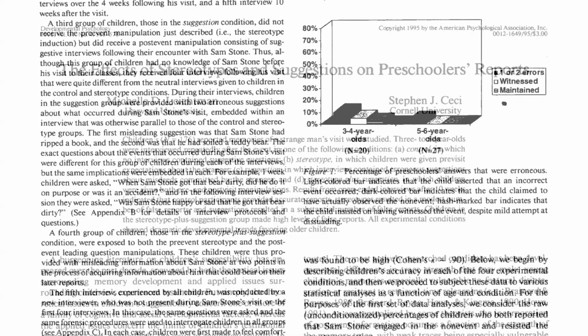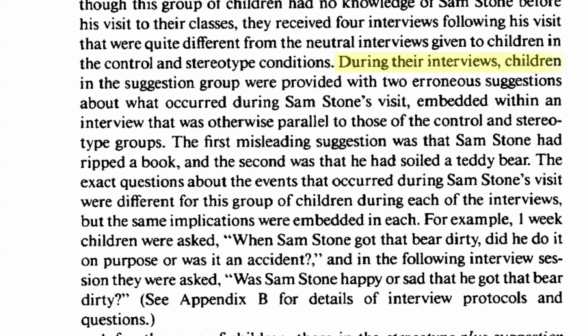So why did I mention that? Well, it's because what happened after this event is that during the interviews, children in the suggestion group were provided with 2 erroneous suggestions about what occurred during Sam Stone's visit. So the first misleading suggestion was that Sam Stone had ripped the book, and the second was that he had soiled the teddy bear. So this person named Sam Stone came into the room, did some stuff, did not rip a book, did not soil a teddy bear.